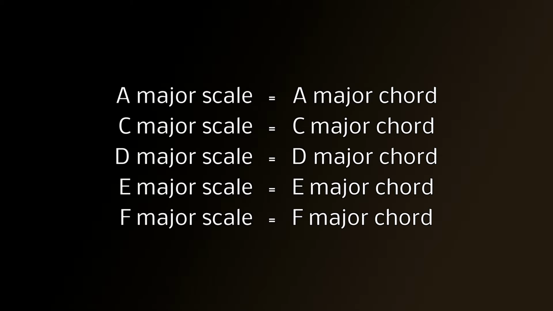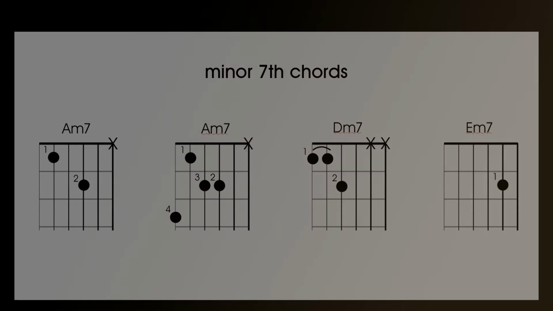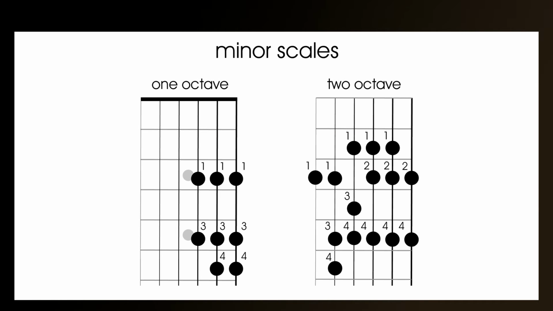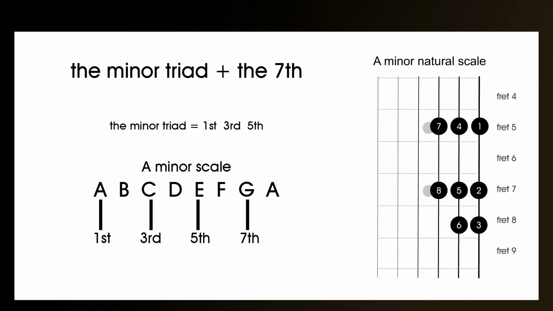Let's take a look at the minor seventh chord now. The structure of the minor seventh chord. To produce a minor seventh chord, we're going to use the natural minor scale, or the minor natural. It doesn't matter which order you put it in. For this example, we're going to use the A minor natural scale.